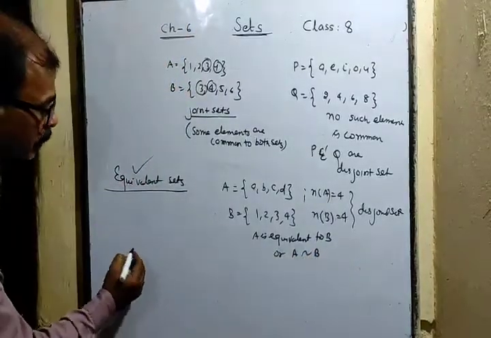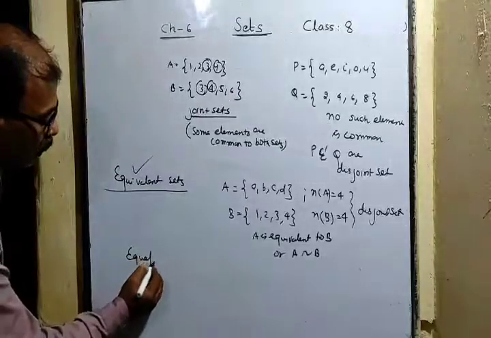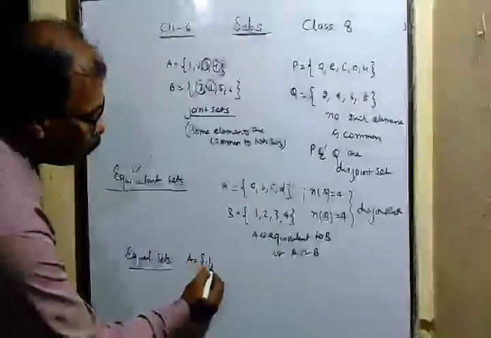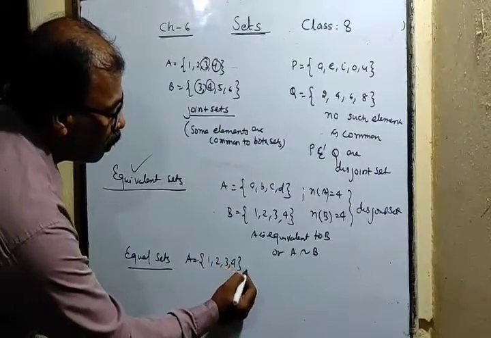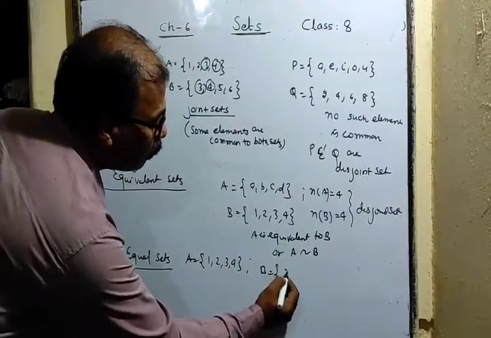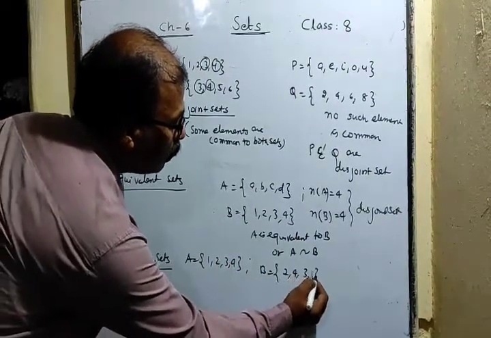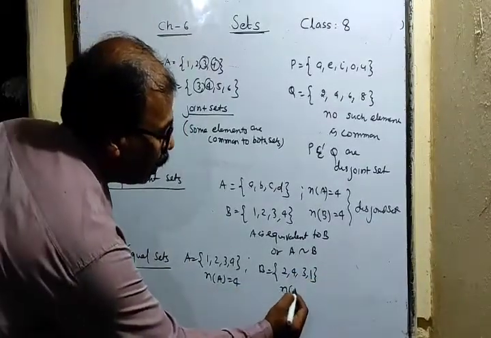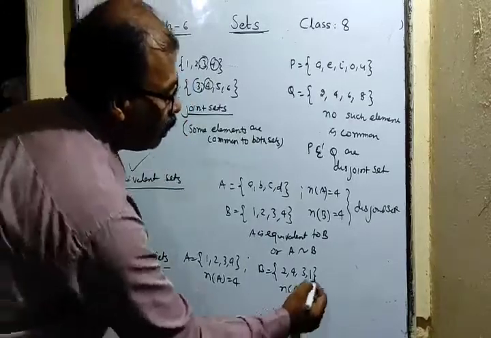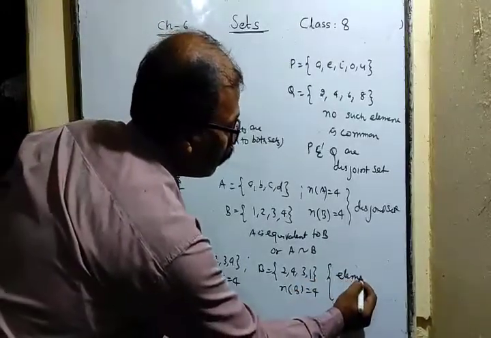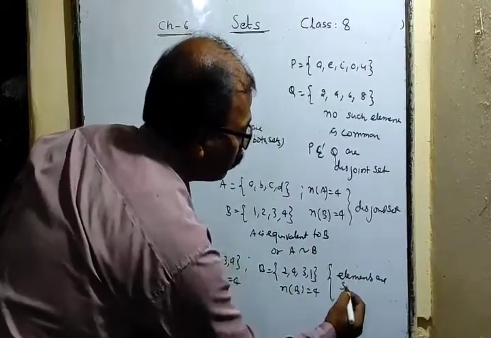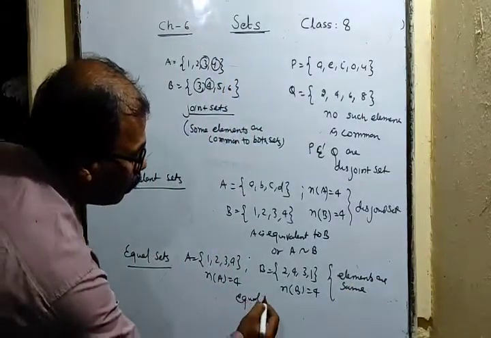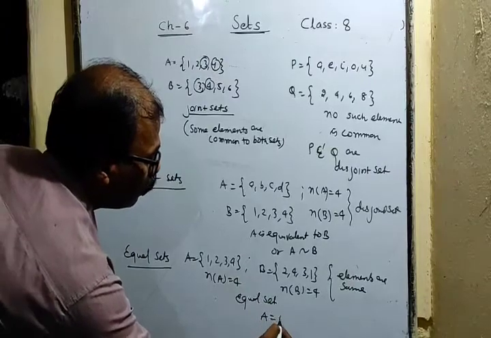Now we are going to talk about equal sets. Consider A is given as {1, 2, 3, 4} and B is given as {2, 4, 3, 1}. The cardinal number of A is 4 and the cardinal number of B is also 4, and the elements are also the same. So such types of sets are called equal sets, and we represent that A is equal to B.